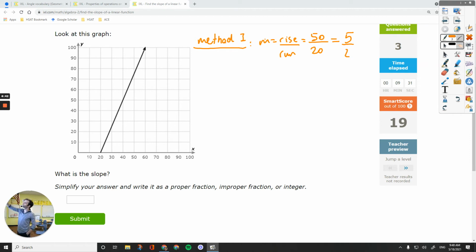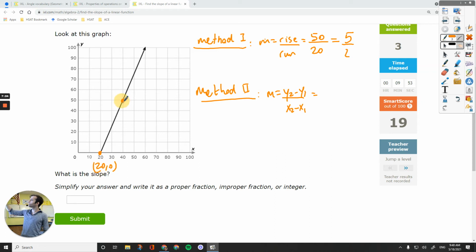So method 2: write down the coordinates and then apply the same formula. M equals y2 minus y1 over x2 minus x1. How do I find those? You write down the coordinates of this point. It's over 20, up 0.